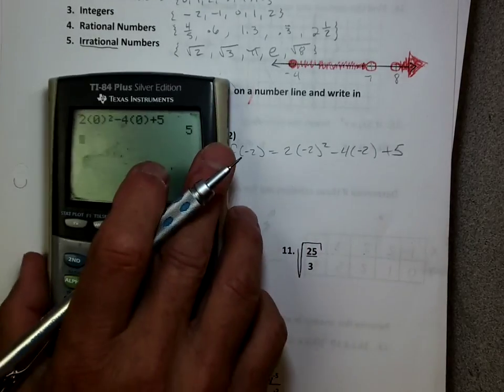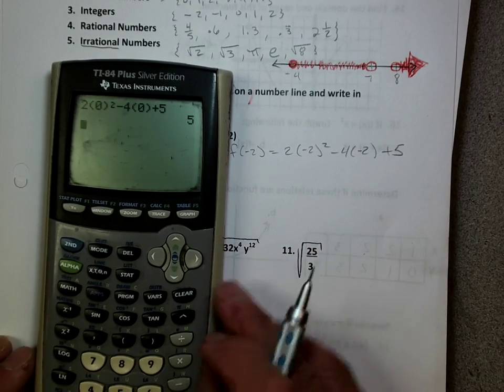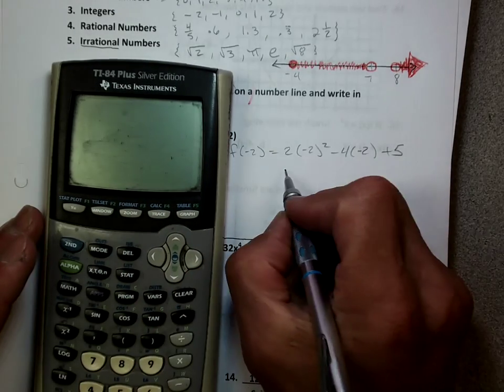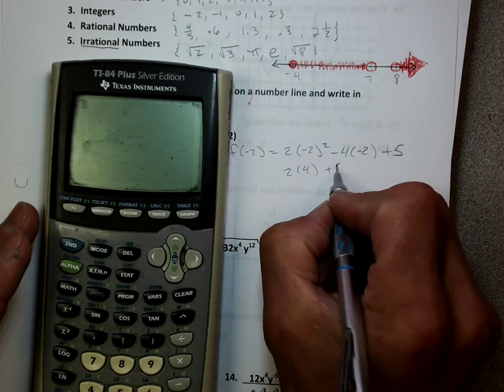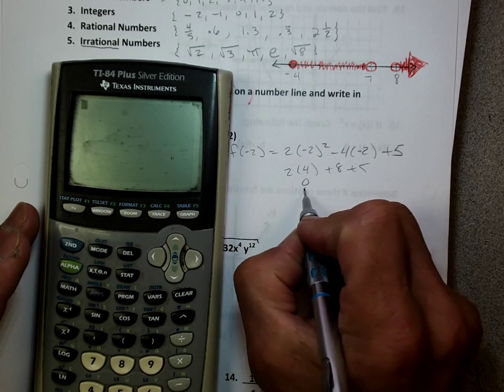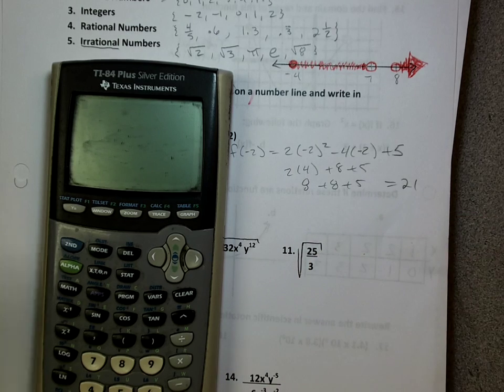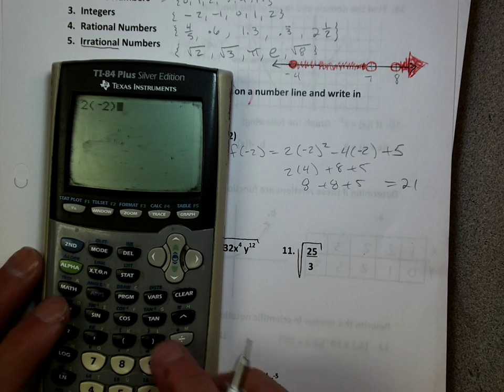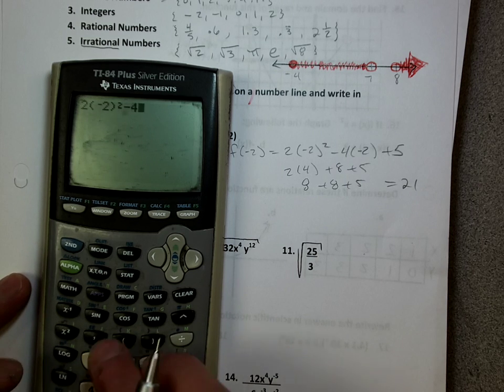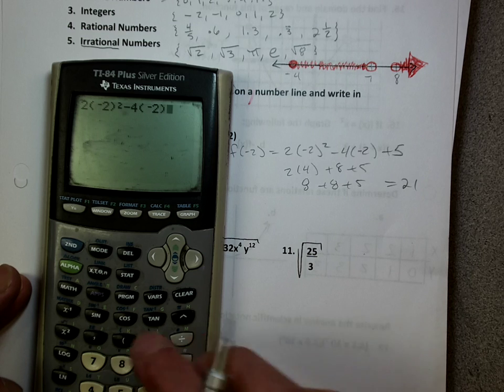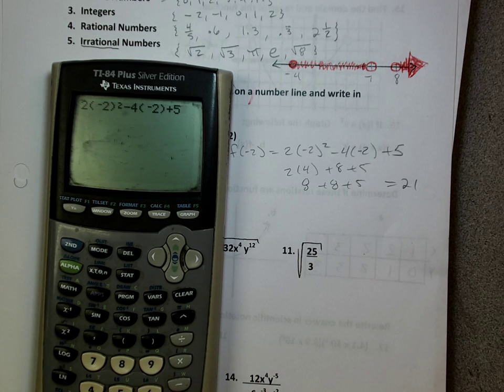And then if you use your calculator, it's actually pretty easy. You can do the math. You can go 2 times 4 plus 8 plus 5, 8 plus 8 plus 5, 16, 21. But let's say you just use the calculator. 2 parentheses negative 2 squared, subtract 4 parentheses negative 2 plus 5. Okay, so you can let the calculator do the work for you.